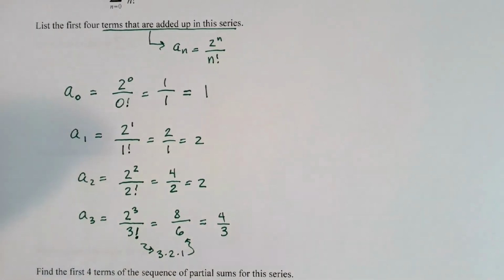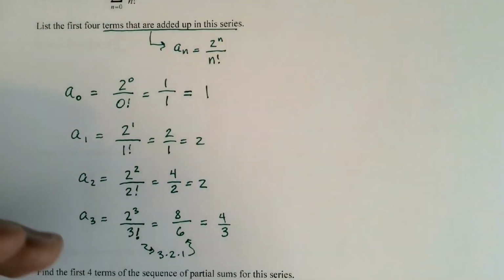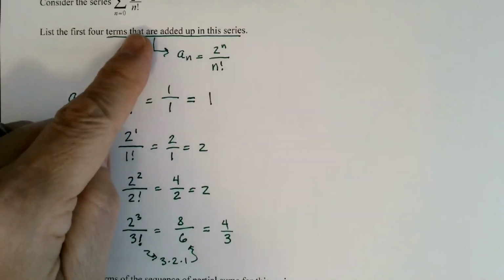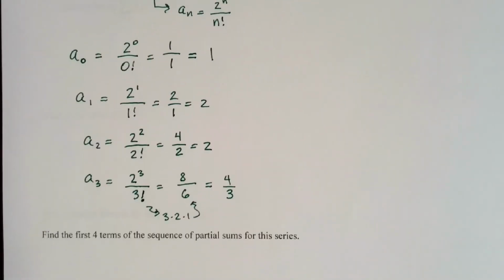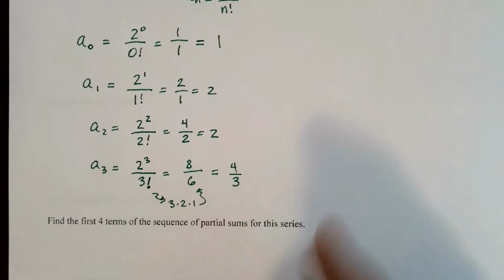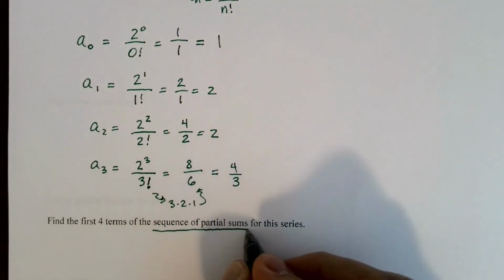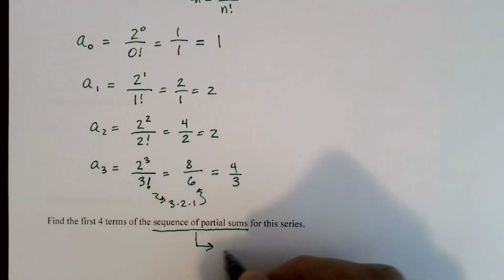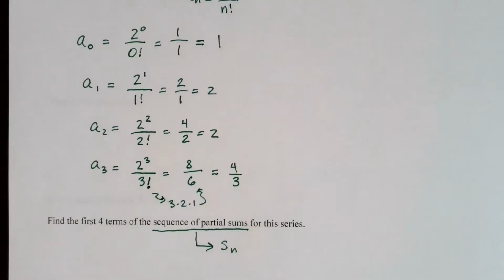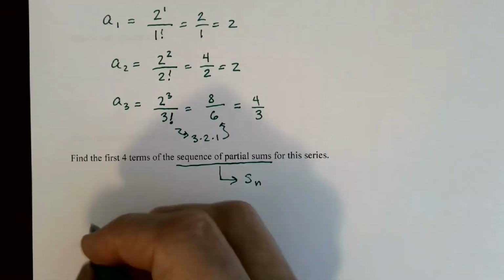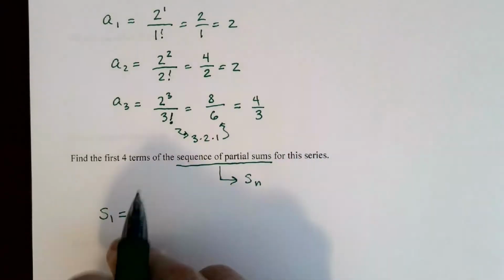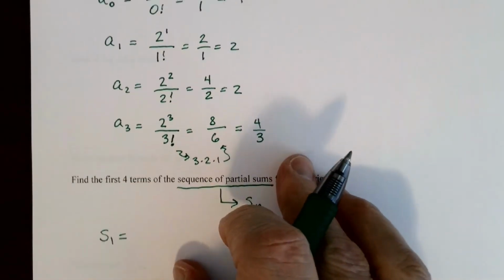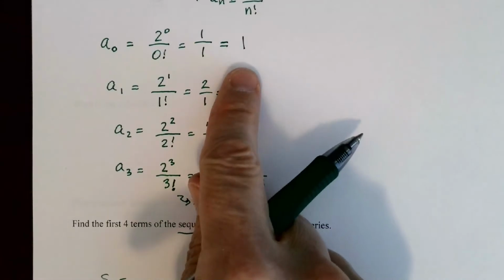So we're forming a sequence, right? And the sequence is the terms that we're adding up in this series. It's the a sub n's. Now, we also have the first four terms in the sequence of partial sums, right? That's what I'm typically calling the s sub n's. And s sub 1 is just the first term in the series that we're adding up, which we said is 1, right?